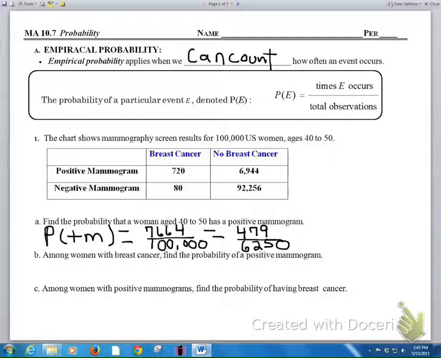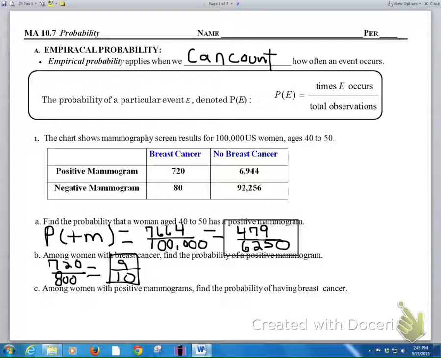Among women with breast cancer, find the probability of a positive mammogram. So you want to add up all the women that have breast cancer. So that would be 800. And then positive mammograms would be 720. And that's going to be a higher percentage. That's a good thing. That means the test works better.